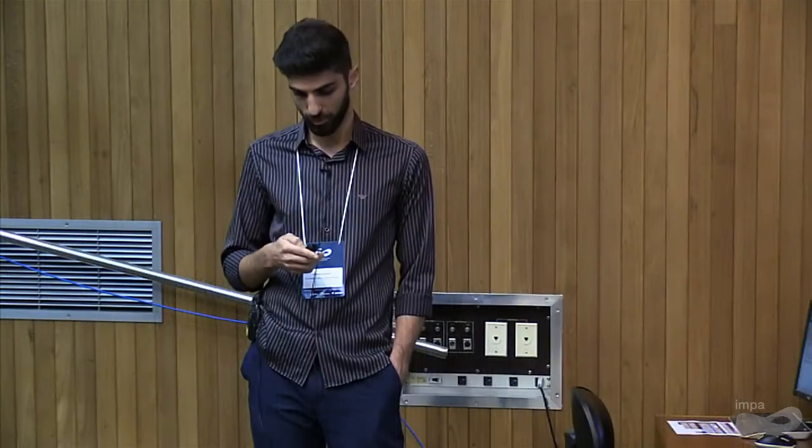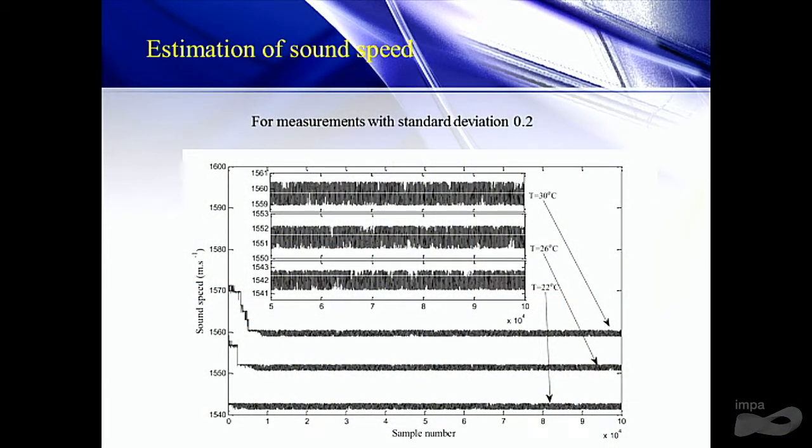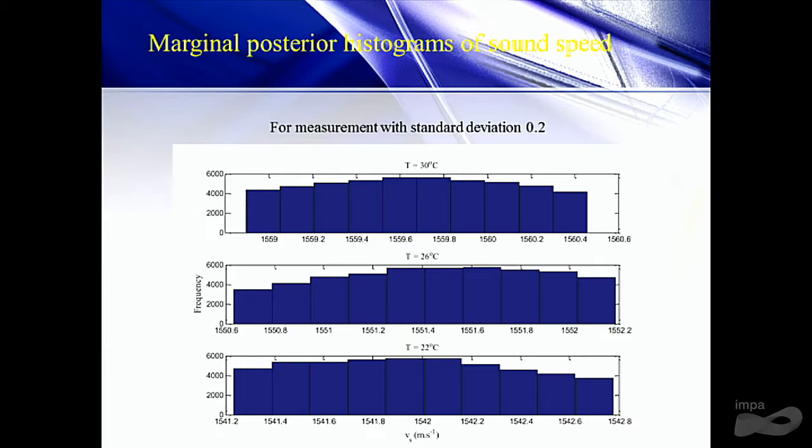Markov chain Monte Carlo method. To generate some measurements, we used our exact result by adding Gaussian error with zero mean and a standard deviation of 0.2. Here we can see the sound speed is estimated by the Markov chain states with error less than 1% of the exact value at 3 different temperatures. And here is the marginal posterior histogram of sound speed.